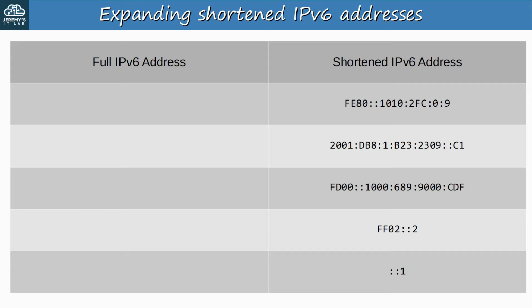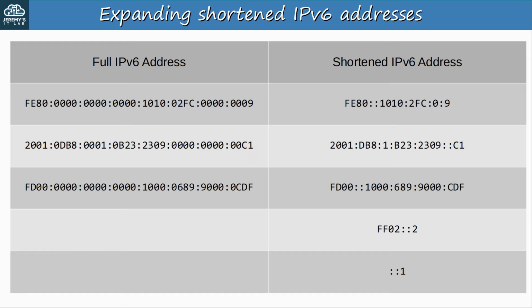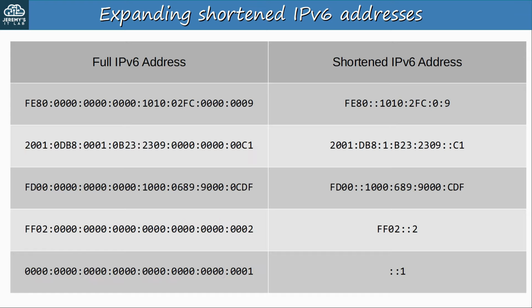Okay, here are the answers. First one, second one, third one, fourth one, and the fifth one. I will talk about different IPv6 address types in another video, but each of these addresses is a different type of address. IPv4 has different kinds of addresses like multicast addresses, loopback addresses, etc., and so does IPv6. But as I said, that's a topic for another video.